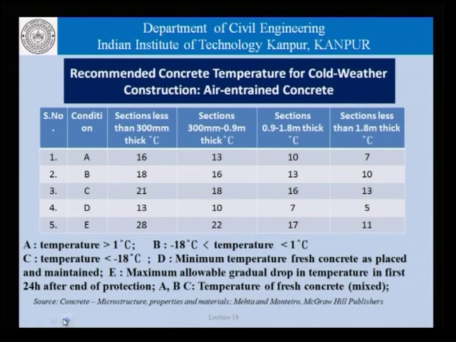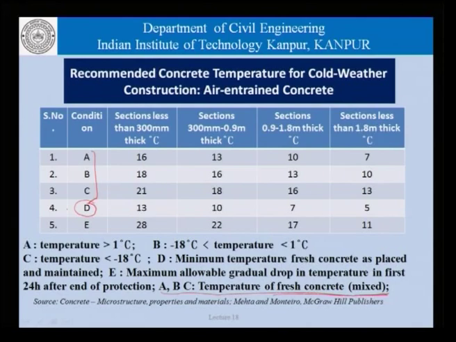Let us look at this data here, which is a summary of the same table which was shown earlier. A, B and C are temperatures of fresh concrete as mixed. These conditions are for the ambient temperature being greater than -1 and in the range of -18 to -1 and so on, and this is the temperature of fresh concrete as mixed, whereas D is the temperature as placed and maintained.